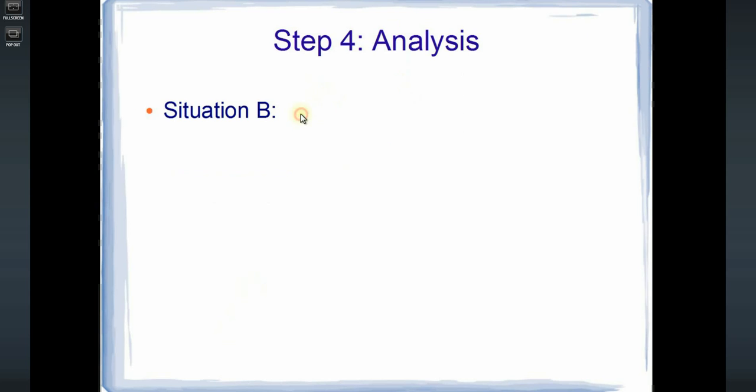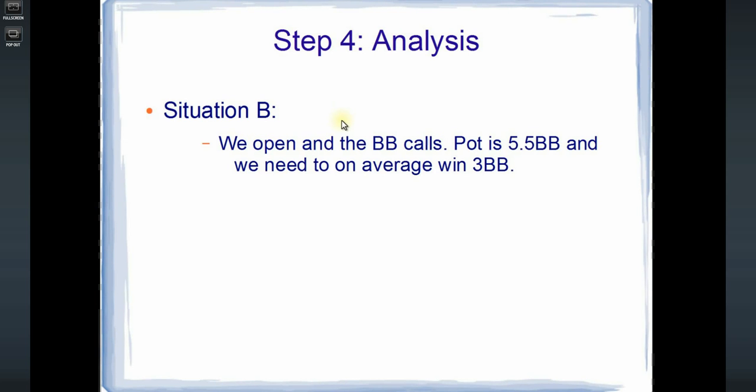So we're going to continue the analysis. Situation B, we open and the big blind calls. The pot is 5.5 big blinds, and we need to win on average 3 big blinds. The pot will, of course, be smaller here because the big blind got a discount on his call. So the pot is 5.5 big blinds when just the big blind calls, even though it's 6.5 big blinds when the button calls.